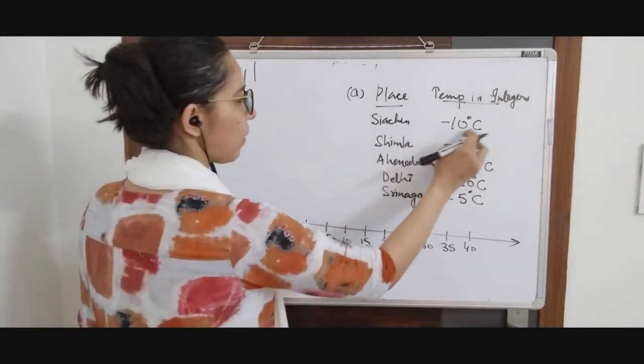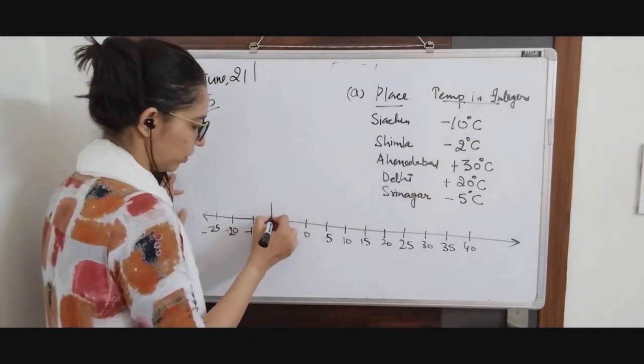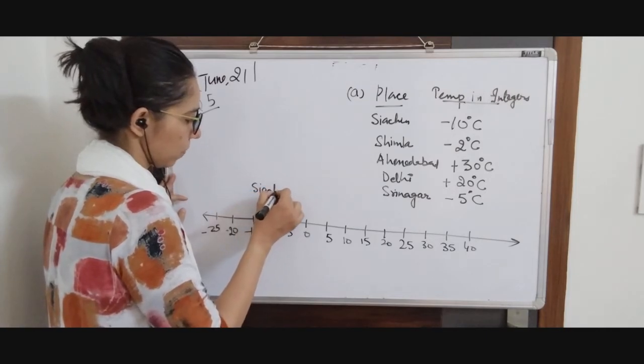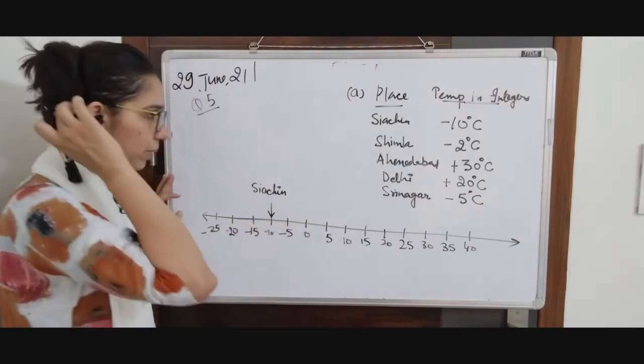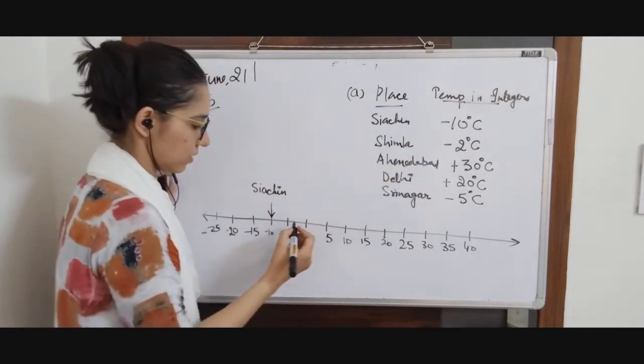Now Siachen is minus 10 degrees Celsius. Minus 10 is here. So this is going to be your Siachen on this number line. Then we have Shimla. Shimla is minus 2 degrees Celsius.